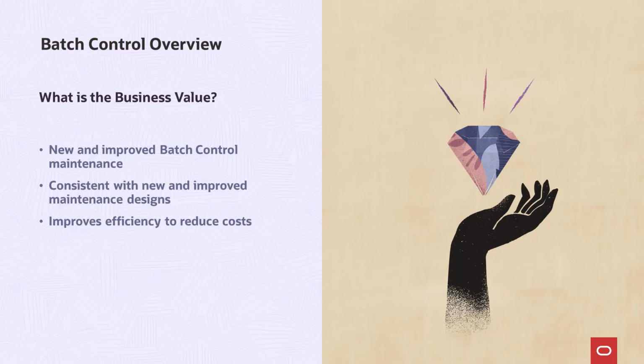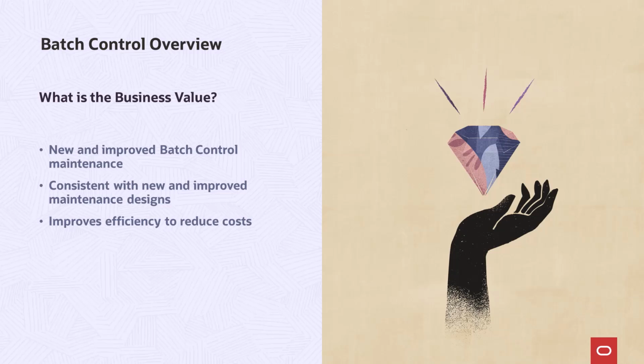I will give you an overview of the new batch control maintenance feature, followed by more detail to explain how to use it and the benefits to your business. Then we'll walk you through a demonstration. Batch controls define individual batch processes delivered with the service and extensions. They define how the service will process your data in bulk.